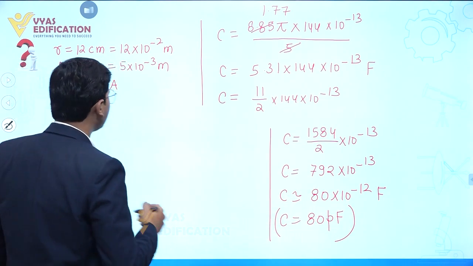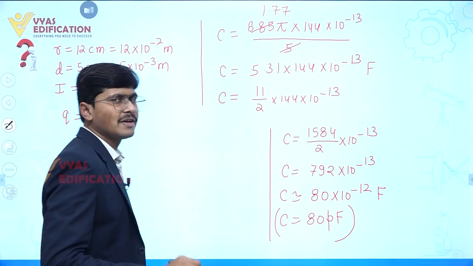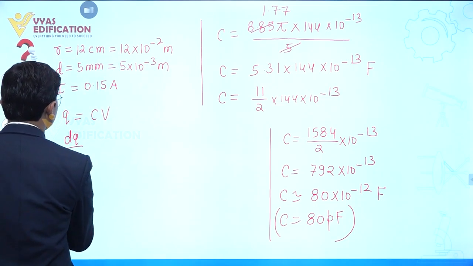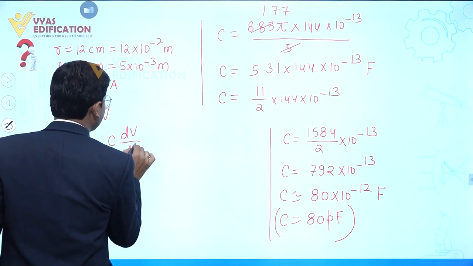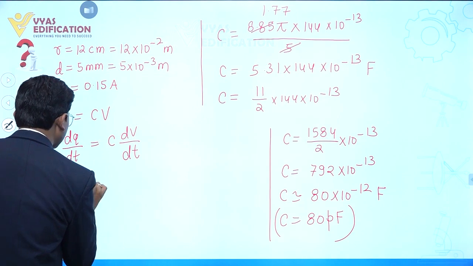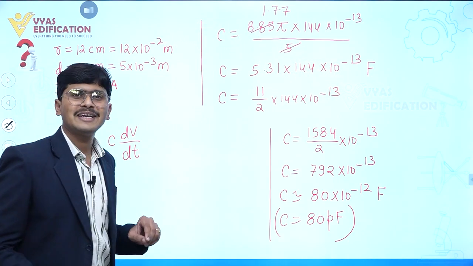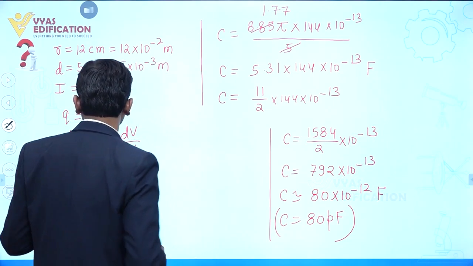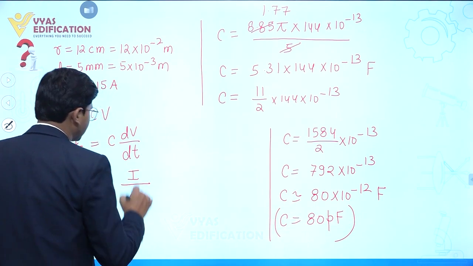Yes, so from here we can say actually we know Q is equal to CV, clear. So if we differentiate this charge Q with respect to time t, we can say this is given by C dV by dt, clear. So from here can we calculate the value of dV by dt? Yes. So dV by dt is given by dQ by dt divided by C. dQ by dt is the rate of charge, so we can say this is equal to current divided by capacitance, clear.